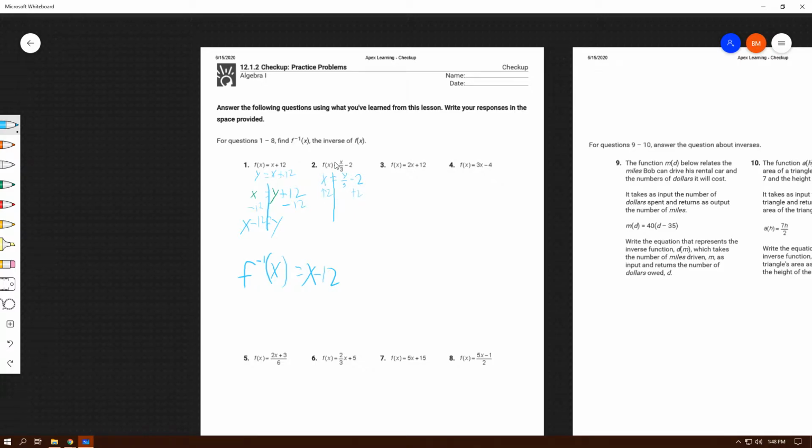What's on the same side as y? Well, the 3 and the 2. What's the furthest away from the y? It would be the 2. It's subtracting, so I add. And now the 3 is dividing, so I'm going to go ahead and multiply.